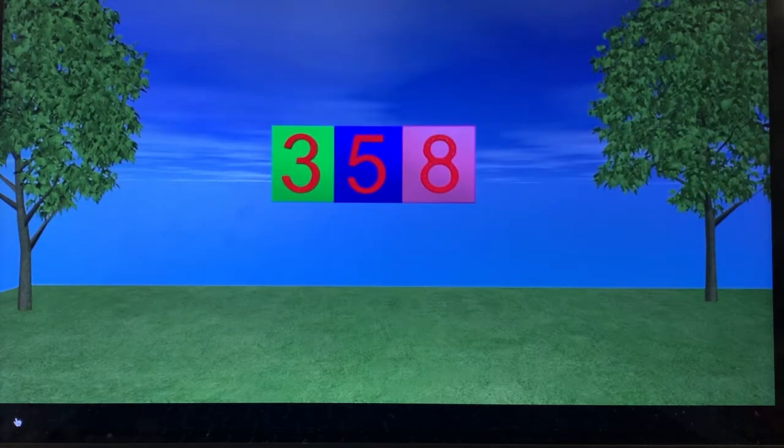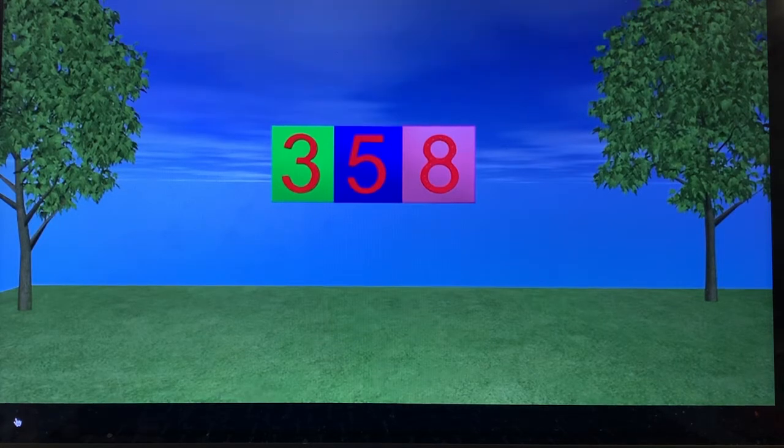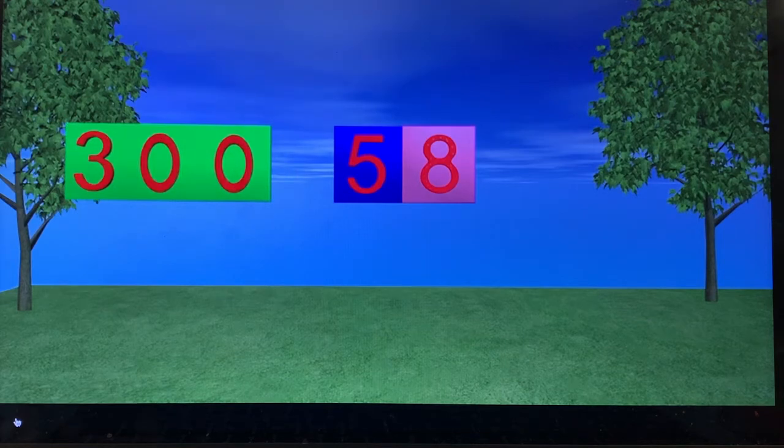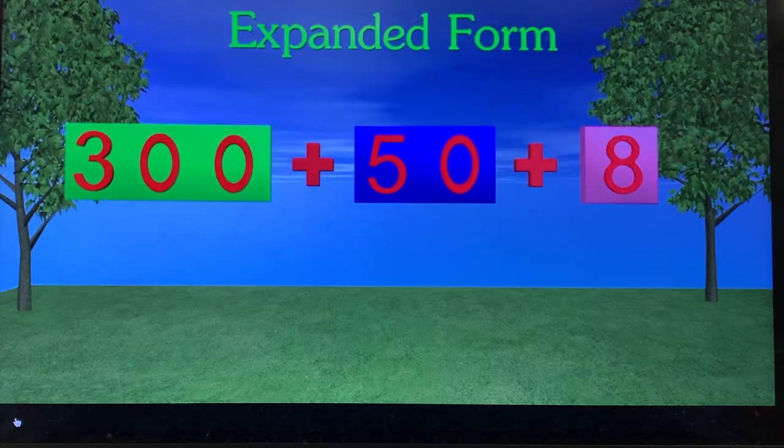Here is the number 358. This number is in standard form. If we were asked to put this number in expanded form, the first thing we need to know is how much are each of these digits worth. The 3 in this number is in the hundreds place, so the 3 is worth 300. Now we have the 5. The 5 in this number is worth 50 because it is in the tens place. The 8 in this number is only worth 8 because it is in the ones place. So if we were to write the number 358 in expanded form, we would have 300 plus 50 plus 8.